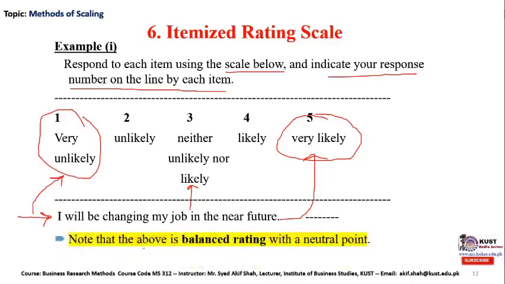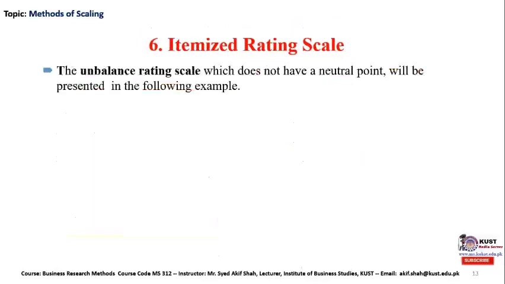Such kind of rating scale is known as a balanced rating scale. Since we have a neutral point in the middle, such a rating scale is known as an itemized balanced rating scale. We may also have unbalanced rating scales, which do not have a neutral point. They restrict the respondent to select one of the options, and they are unable to hide or conceal the information which is really important for the researchers to answer the study under consideration.